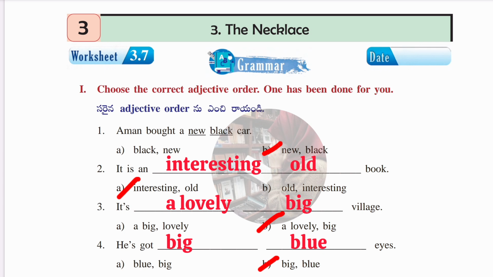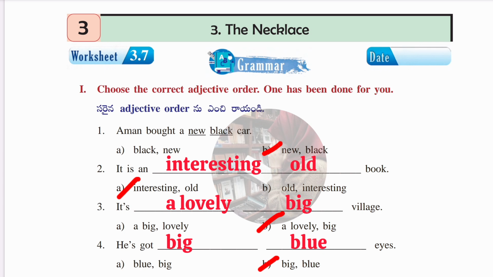Like that we have to write down the correct form of adjectives. Okay, let's see. First we have to tick the option and at the same time we have to write down in the blank. Okay, so second one is it is an dash dash book. Correct option is A, interesting old book. It is an interesting old book. So third one is it's dash dash village. Option is B, it's a lovely big village.